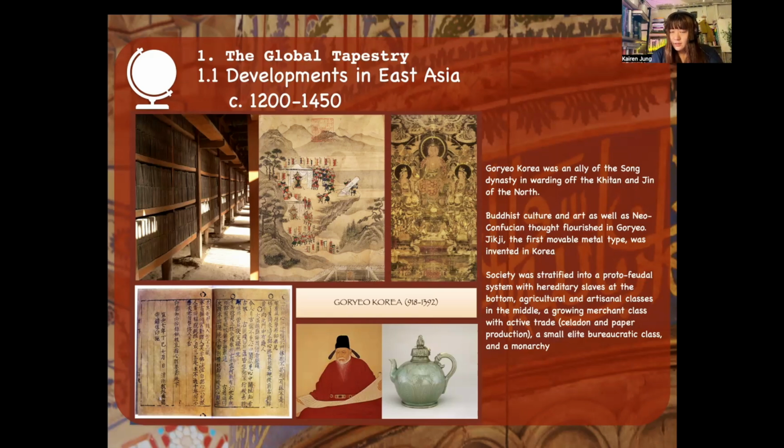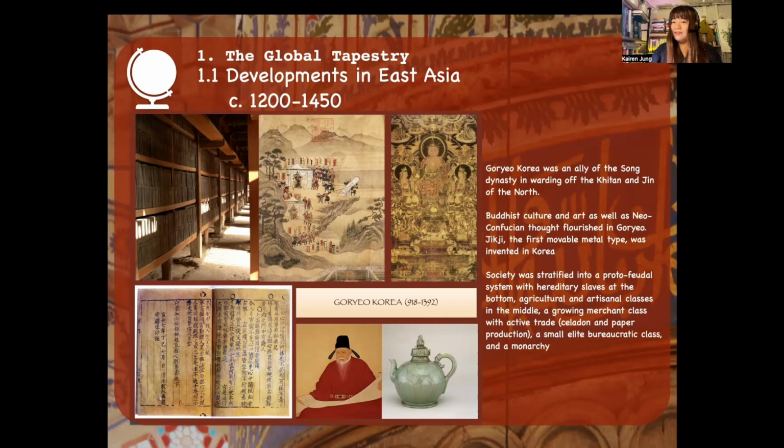Buddhist culture and art, as well as Neo-Confucian thought, flourished in Goryeo. Jikji, the first movable metal type, was invented in Korea, and that's the picture you see at the bottom left. And society was stratified into a proto-feudal system. It was kind of like something between China and Japan, but it was also sort of uniquely its own. It had hereditary slaves called nobi at the bottom, and then you had agricultural and artisanal classes in the middle.